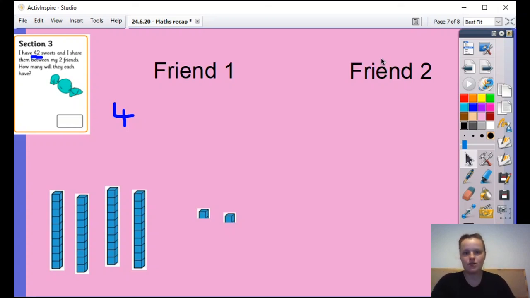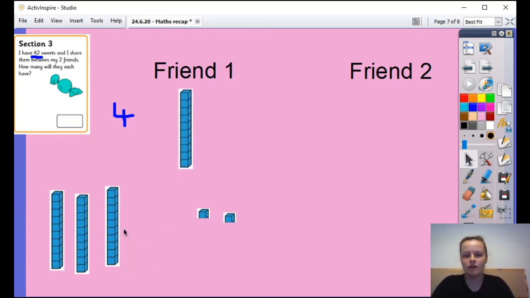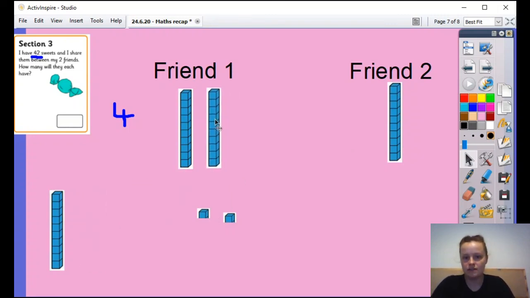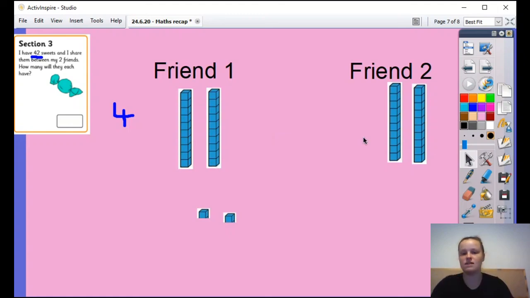Hopefully you would notice that we can share these out quite easily now. This is worth a 10, so let's do this. I'm going to give friend number 1 a 10 and friend number 2 a 10. Are they both equal so far? Yes. Now I give friend number 1 another 10 and friend number 2 another 10. They've both got 2 10s, so perfect, equal. Now I've got 2 1s to give out, so I give 1 1 to this one and 1 1 to friend number 2. Have they both got equal amounts?